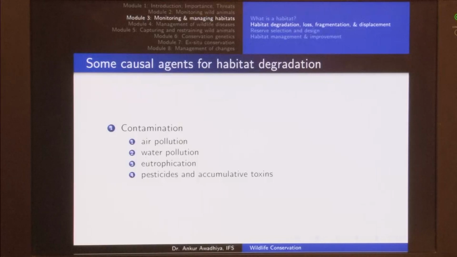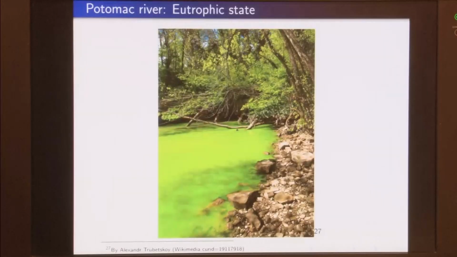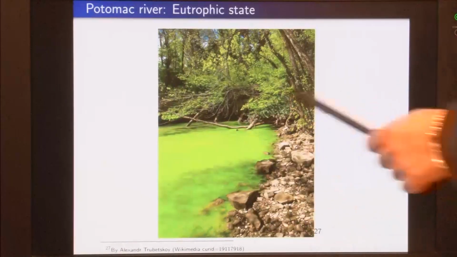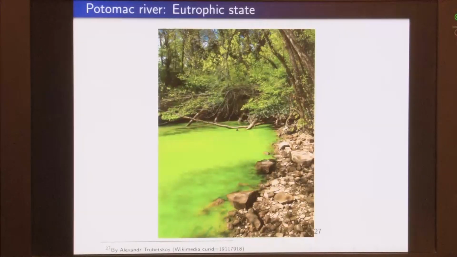Now, some causal agents for habitat degradation include contamination. So, if there is air pollution, water pollution, even noise pollution, eutrophication. Eutrophication is a condition in which we have an excess of fertilizers in a water body, which leads to an excess amount of algal growth, which we also call an algal bloom in that area.